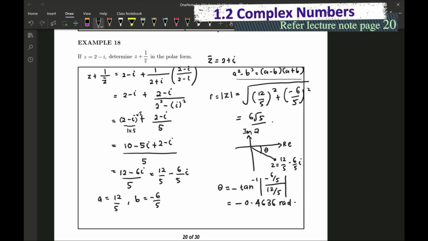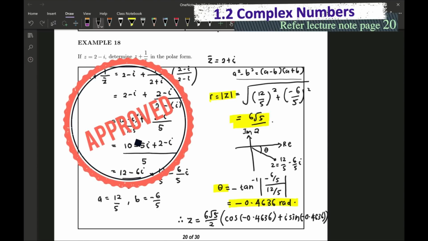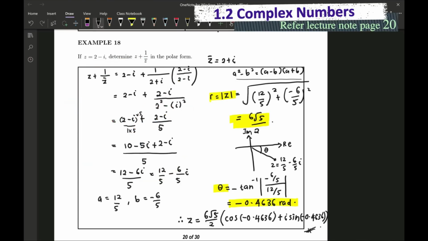Because we already have our r and our theta, we can put everything in order of polar form. So our new polar form is z equal to the root 5 over 2 cos negative 0.4636 plus i sin negative 0.4636. Okay, that's it. It's very simple actually, don't worry. Okay, that's all.